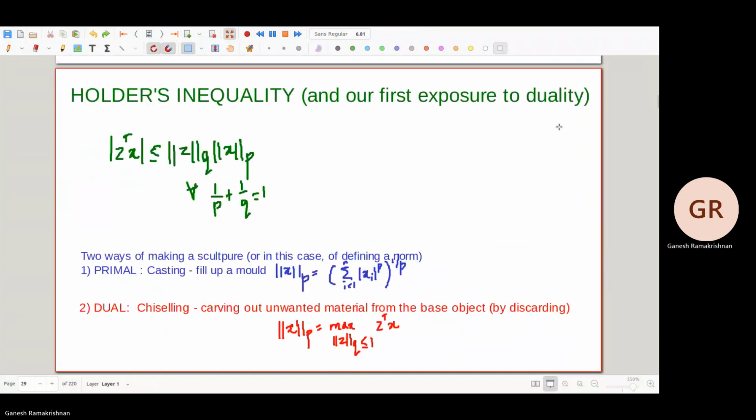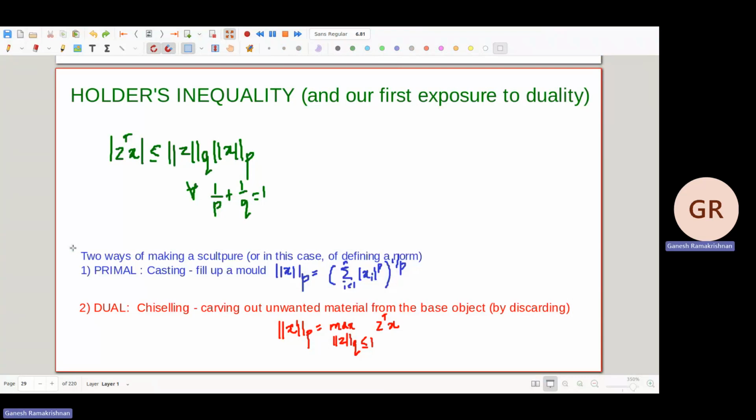Okay, so I just had the slide to tell you that. So, giving you a duality perspective, right? Two ways of making a sculpture. If you have to carve out a sculpture, you can have some mold into which you put the cast. The murti, you put a cast into the mold. That's one definition of a polyhedron. You fill up the cast into the mold.